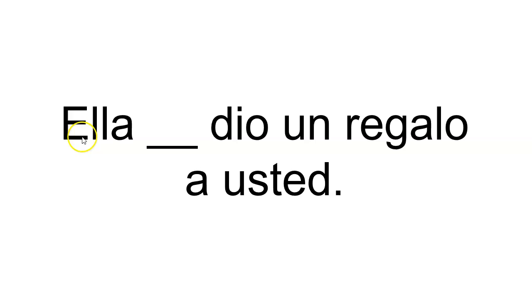Now, I changed the subject here, so she gave a gift to you, a usted. What is the indirect object pronoun that goes with a usted? Le. Ella le dio un regalo a usted. She gave you a gift, or she gave a gift to you. Remember, you have two different word orders in English. She gave you a gift, or she gave a gift to you.